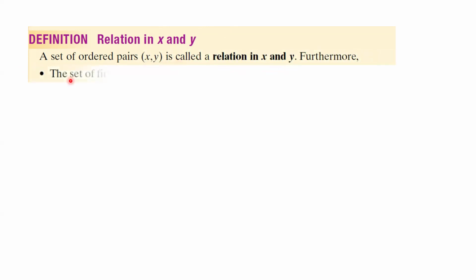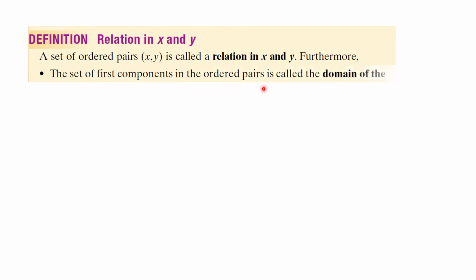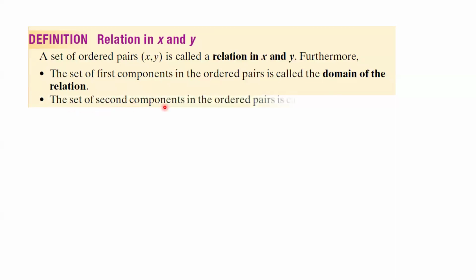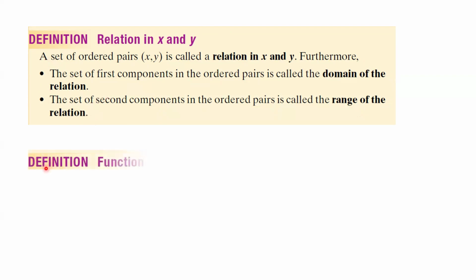Furthermore, the set of first components in the ordered pairs is called the domain of the relation, and the set of second components in the ordered pairs is called the range of the relation. By using the definition of a relation, we defined a function.